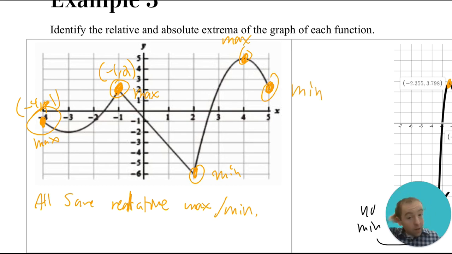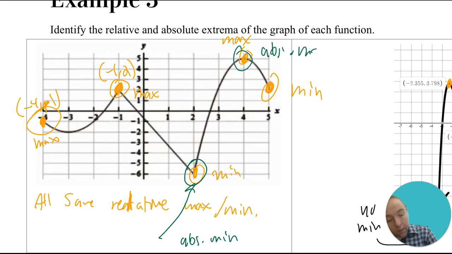And they're all relative. So if we were to identify the absolute, this right here is the absolute lowest. So that would be the absolute minimum. And then this right here is the absolute maximum. Okay, and then the other 3 points, they can't be the absolute because they're not the highest and the lowest.